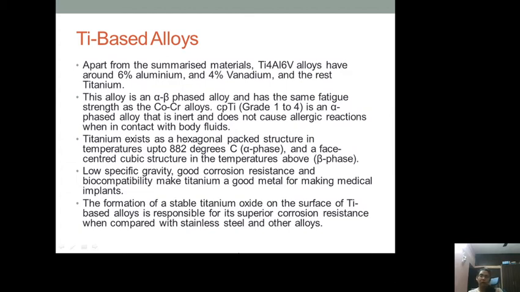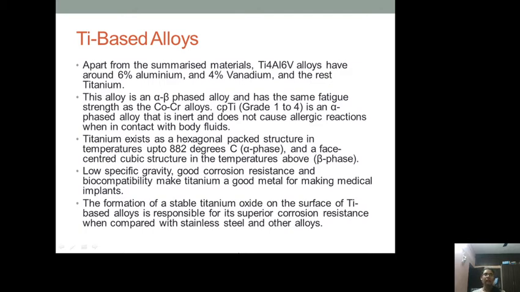So both alpha and beta phases are present in the Ti6Al4V alloy, and it has the same fatigue strength as the cobalt chromium alloys. Now, titanium is inert and does not cause any allergic reactions when it comes in contact with the body. Again, it has low specific gravity, good corrosion resistance, and biocompatibility, and therefore it is one of the ideal choices for making medical implants.